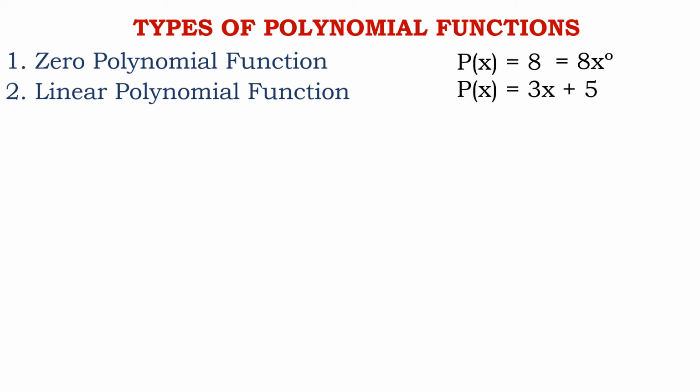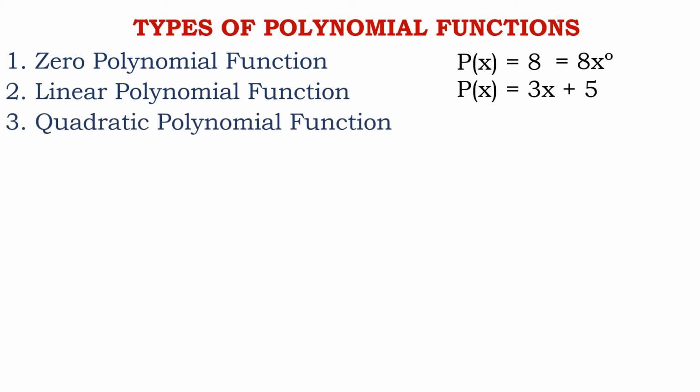Another type of polynomial function, the linear polynomial function. Example, p of x is equals to 3x plus 5. Dito sa polynomial na ito, ang pinakamataas na exponent ay 1. 1 lang yung exponent ng x. So, this is called a linear polynomial function.